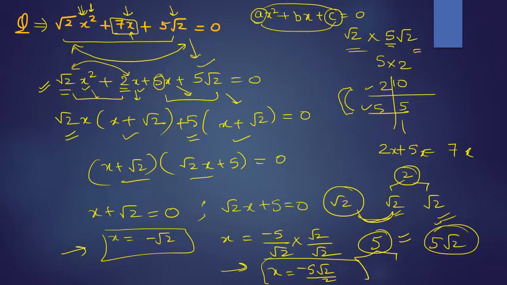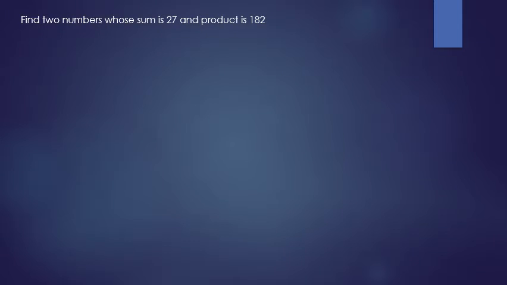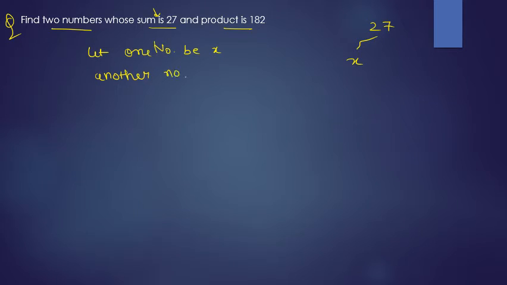Let's see another example in the statement form. Here the question is given to you: find two numbers whose sum is 27 and product is 182. So what we can do, let's say one number be x, because sum is 27. If x has been taken out from 27, then another number would be 27 minus x, correct? Because x has been taken out from 27. So what is left is 27 minus x.